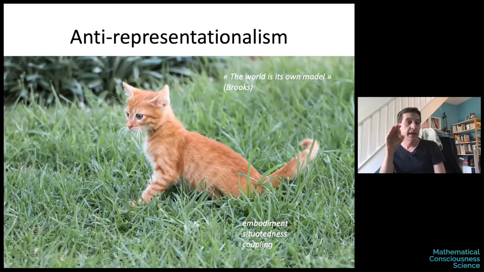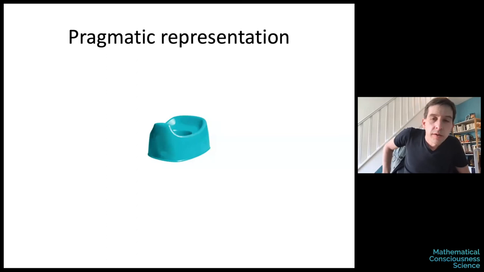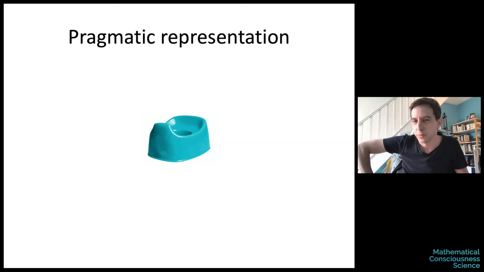So this justifies taking a pragmatic view. That is to say, looking at the consequences of having representations. What are representations for? So there was a book that my kid had when he was 3 years old, and I lost it. So it's not the illustrations from the book, but similar. But it explains this concept of pragmatic representation.